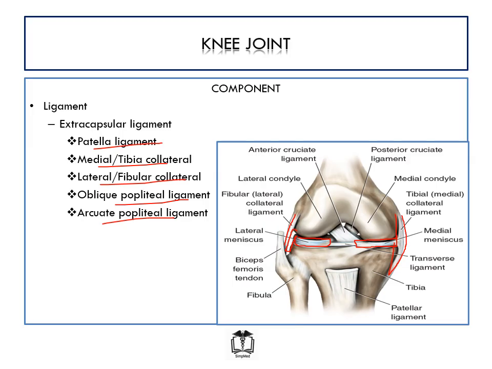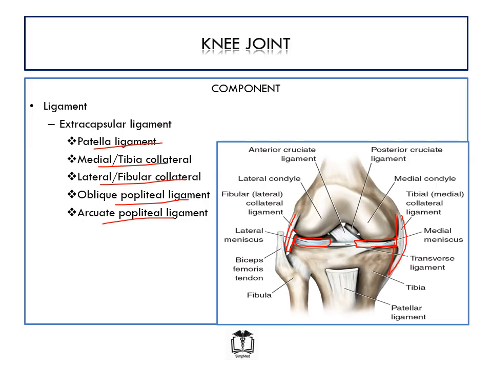The other ligaments are not so important to remember. Oblique popliteal ligament, for example, is an expansion of the tendon of the semimembranosus muscle. And then the arcuate popliteal ligament is a Y-shaped band of fibers that usually stems from the head of the fibula. These ones are not so highly tested. The ones you need to pay attention to are the first three: patellar ligament, medial tibial collateral ligament, and lateral fibular collateral ligament.